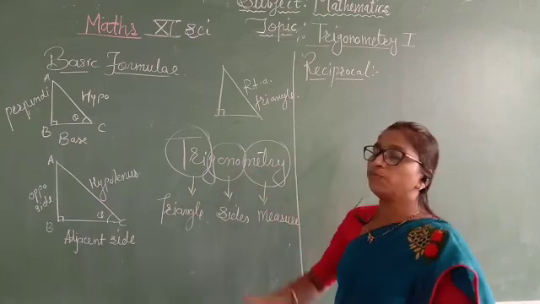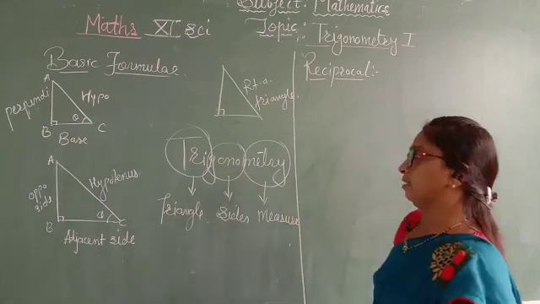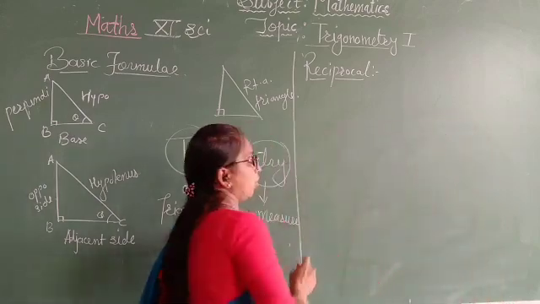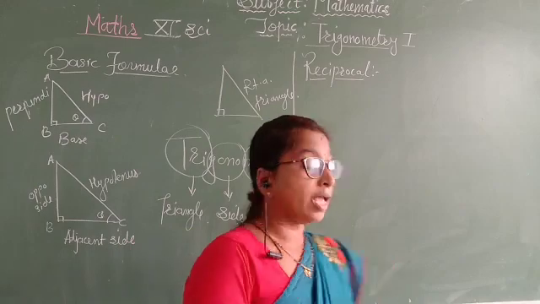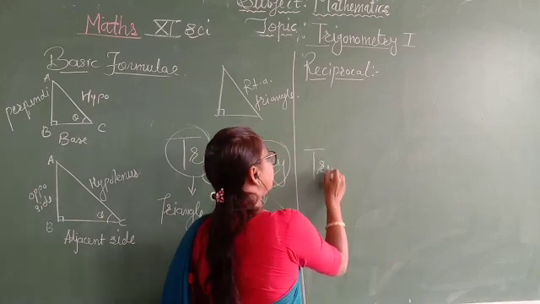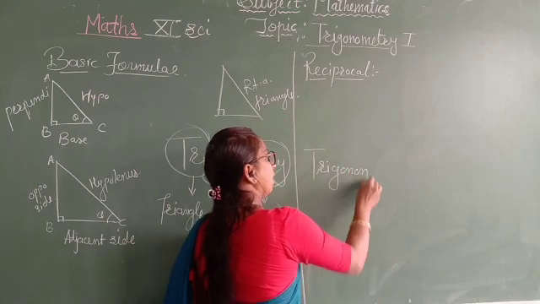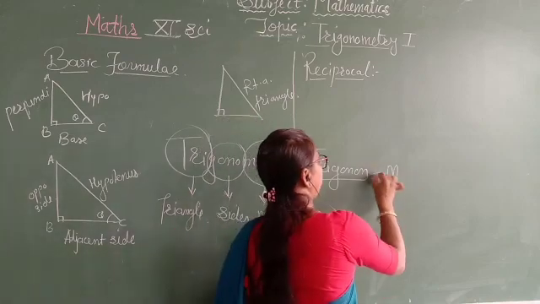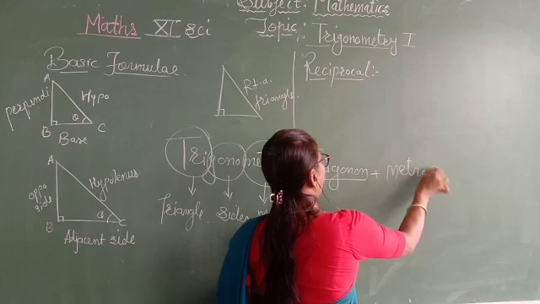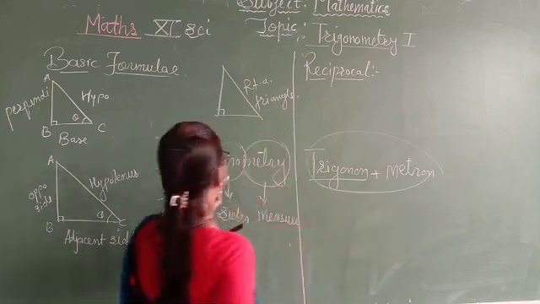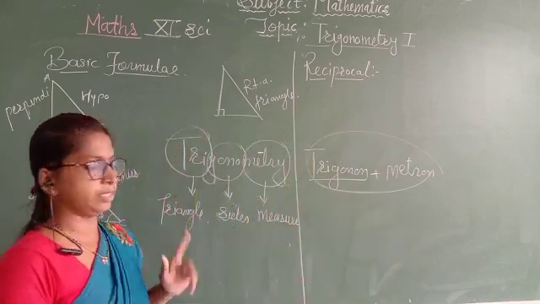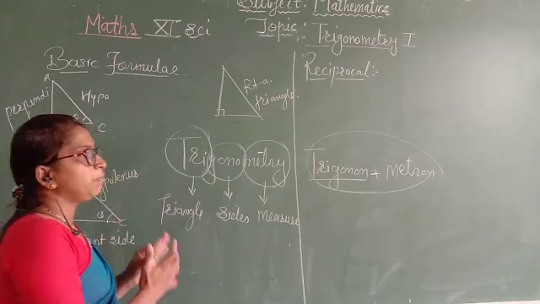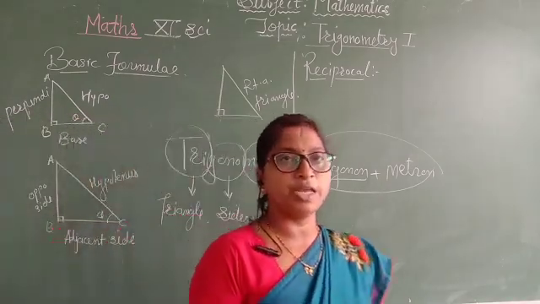This word trigonometry we get from the Greek words, that is trigonon and metron. The combination of these words is trigonometry. Now this is a branch of mathematics and it is very useful.